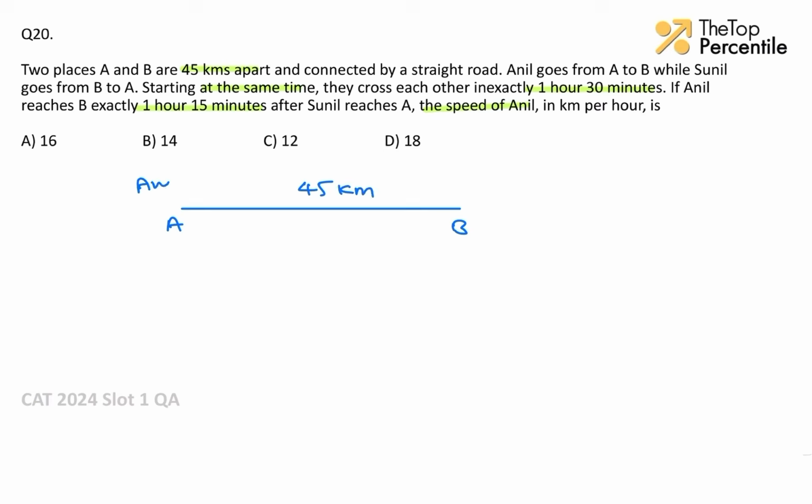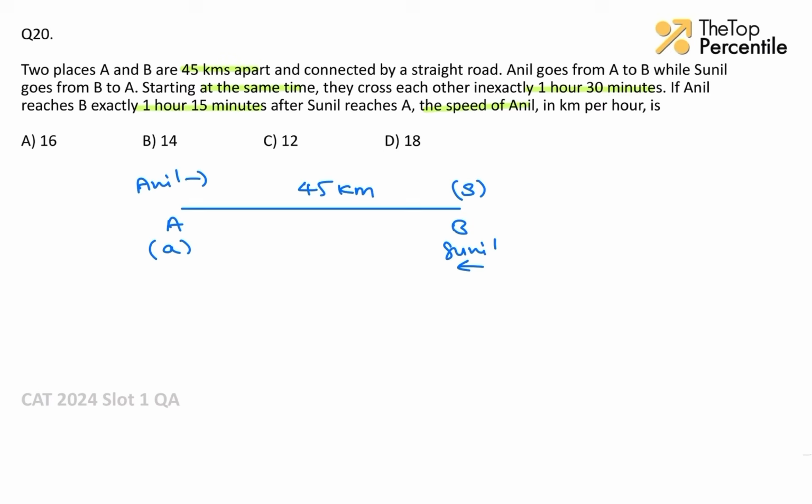Anil goes from A to B, whereas Sunil goes from B to A. Let the speed of Anil be A and let the speed of Sunil be S. From the first data we can write: starting at the same time, they cross each other in exactly 1 hour 30 minutes.